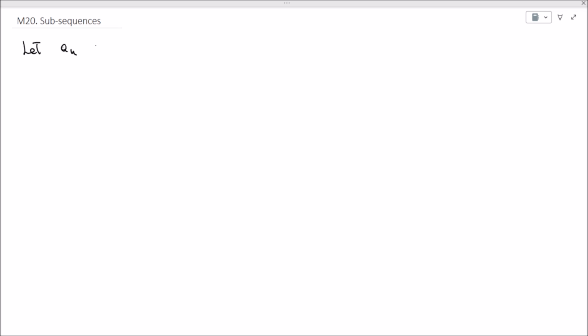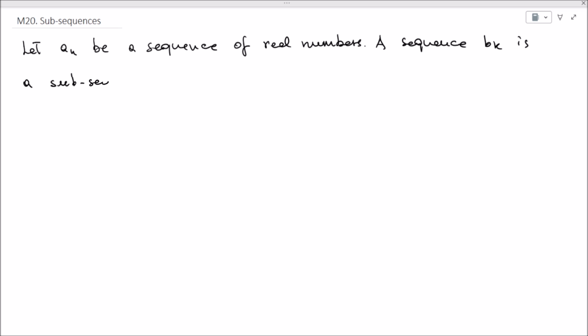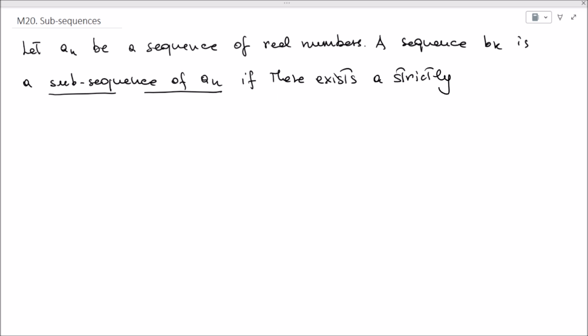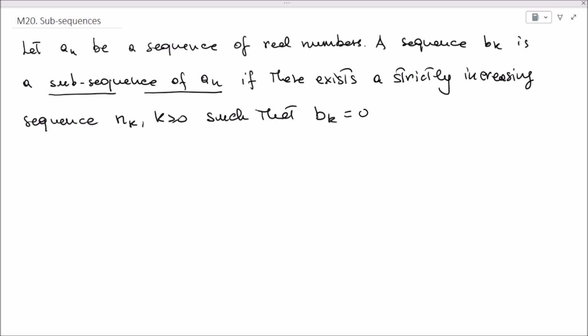Let a_n be a sequence of real numbers. A sequence b_k is a subsequence of a_n if there exists a strictly increasing sequence n_k for k larger than or equal to 0 such that b_k is equal to a_{n_k}.